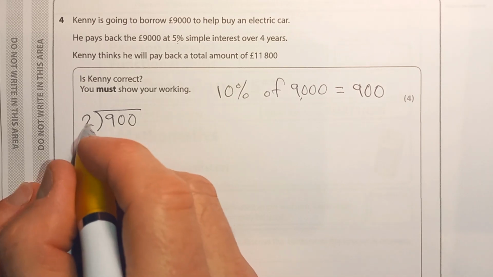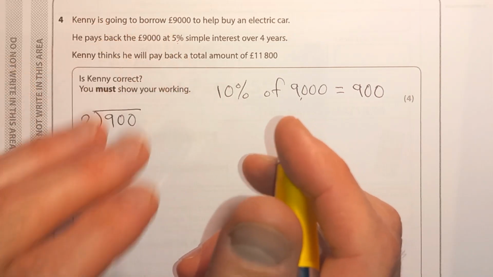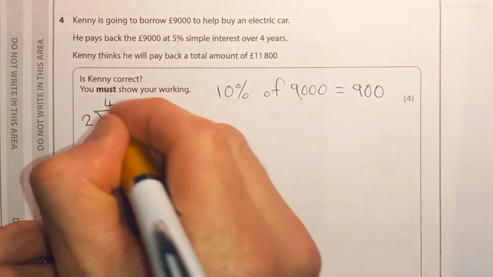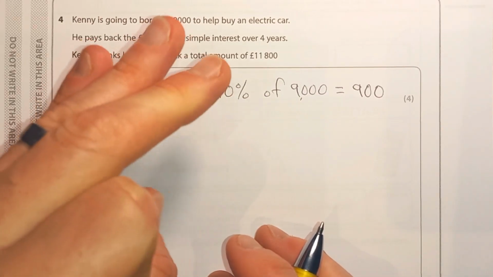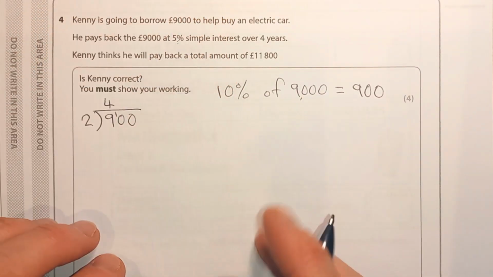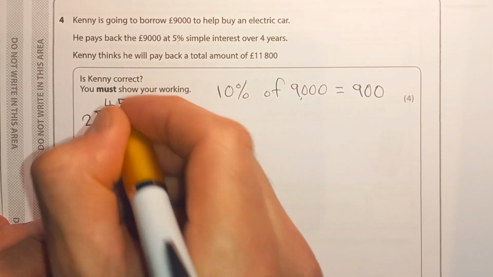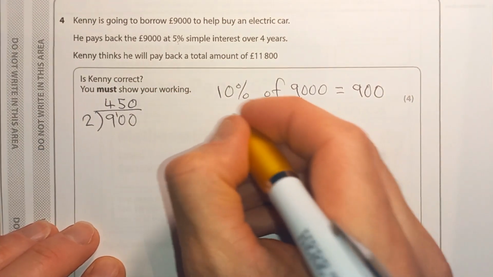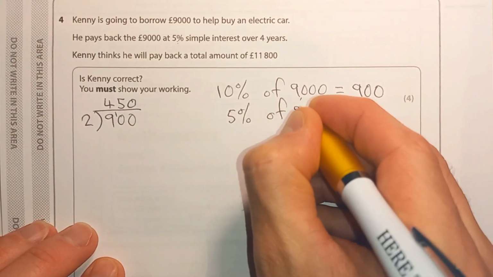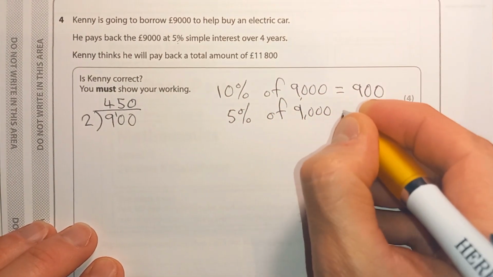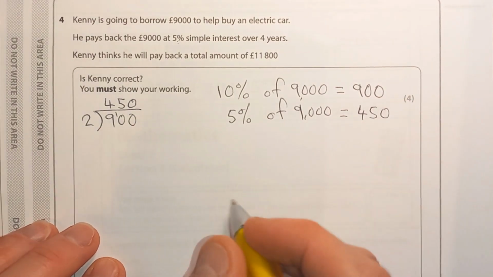So we're going to say 2 goes into 9, 2, 4, 6, 8. That's 4 times, 1 carried over. 2 goes into 10, 2, 4, 6, 8, 10. That's 5 times. And 2 into 0 goes 0 times. Okay, so that means that 5% of 9,000 is £450.